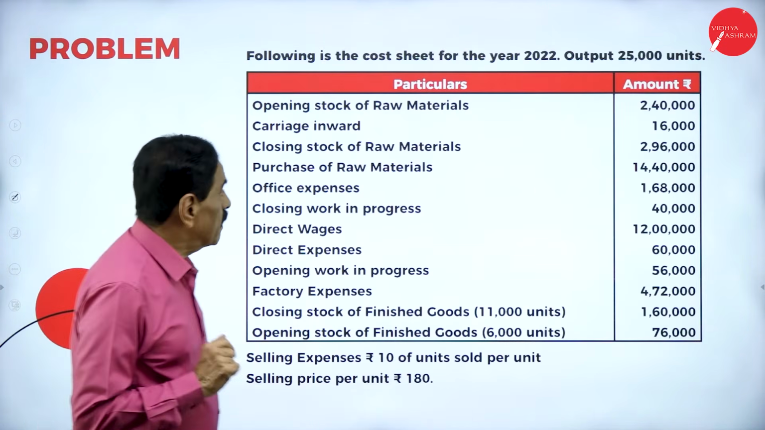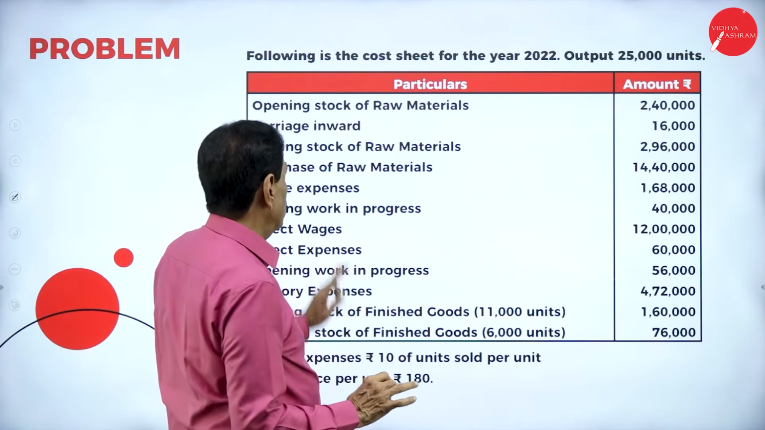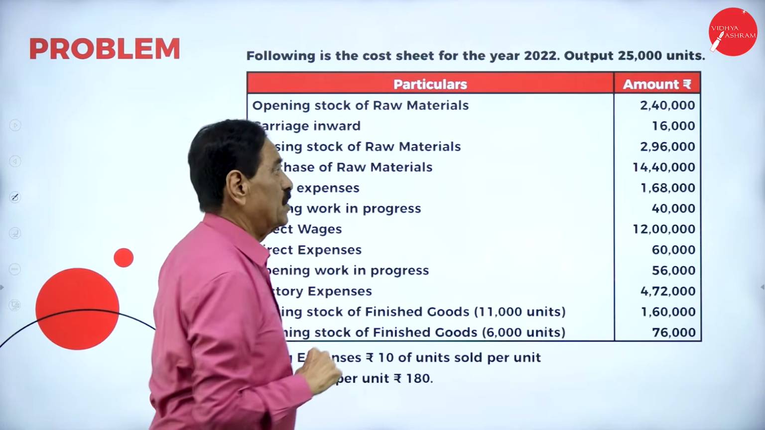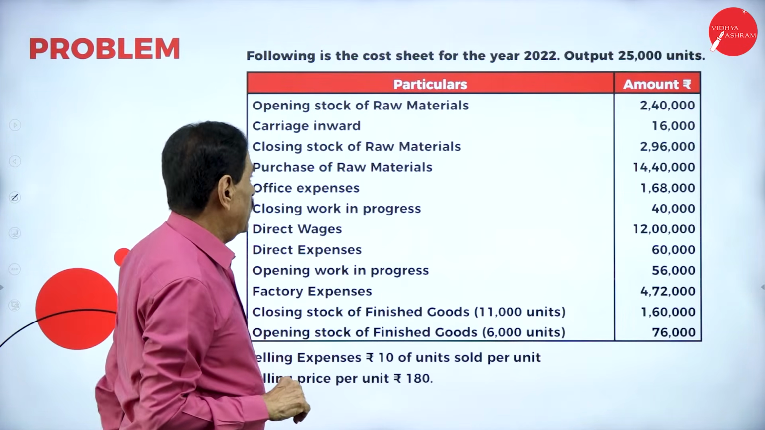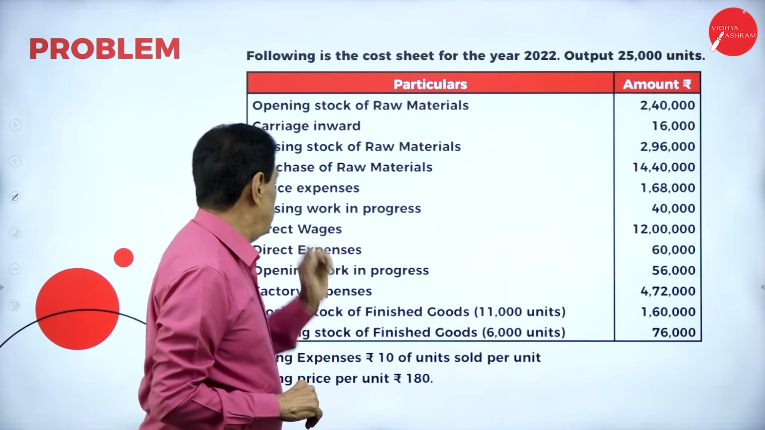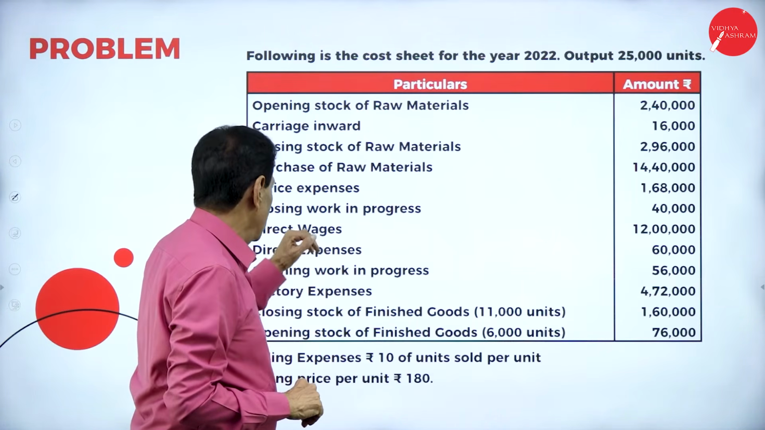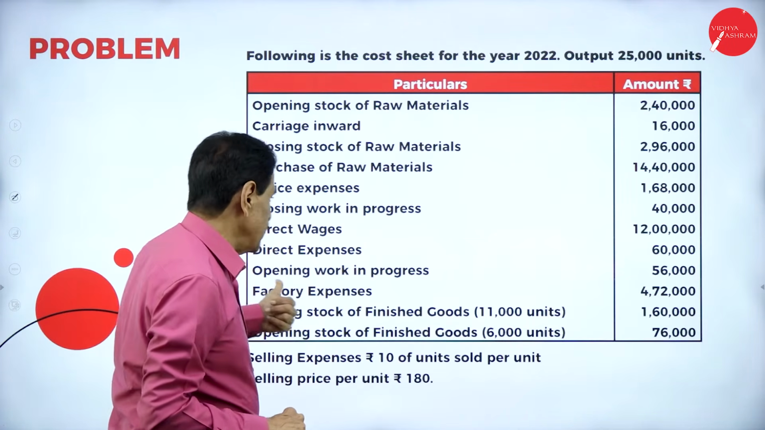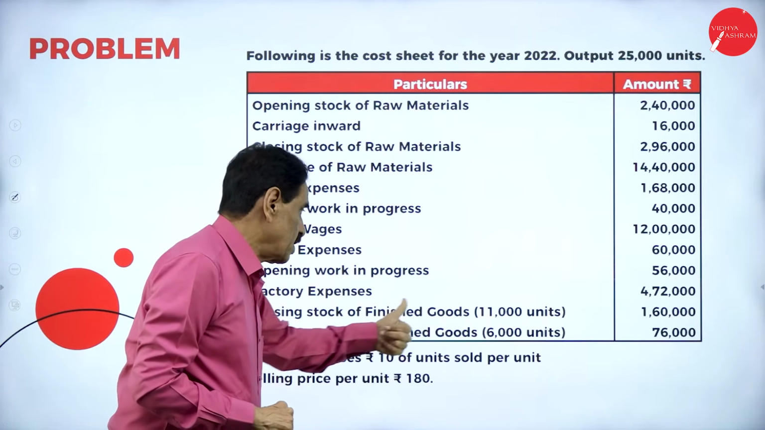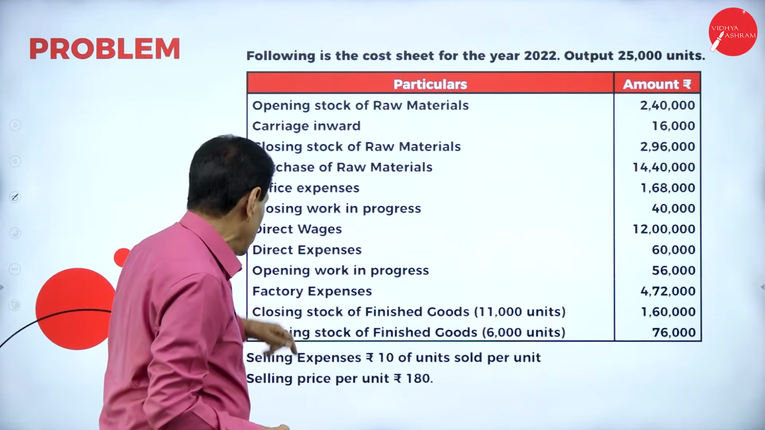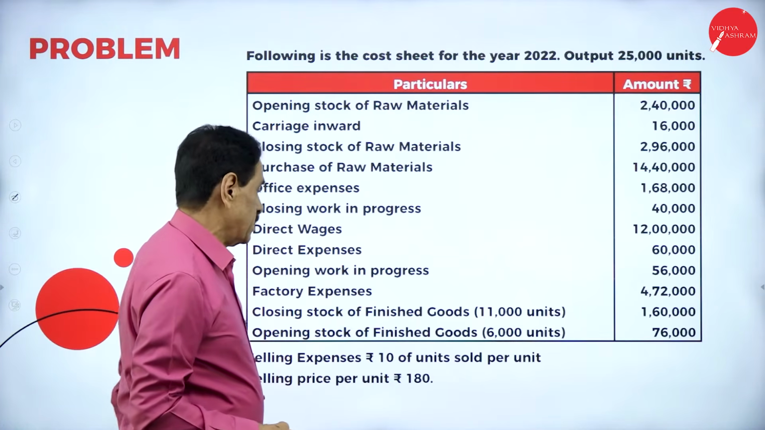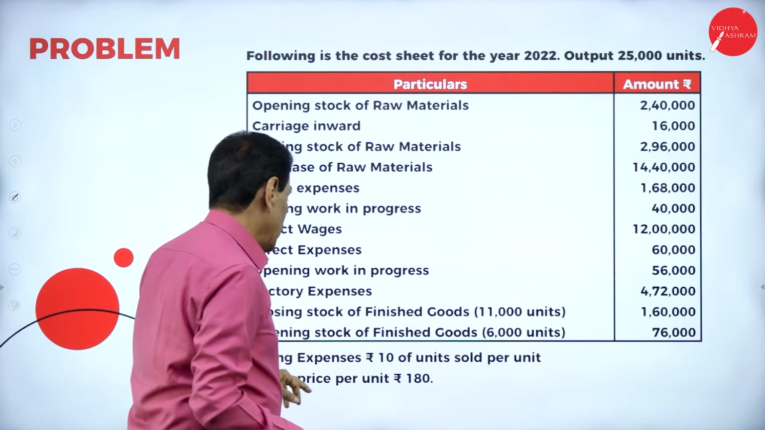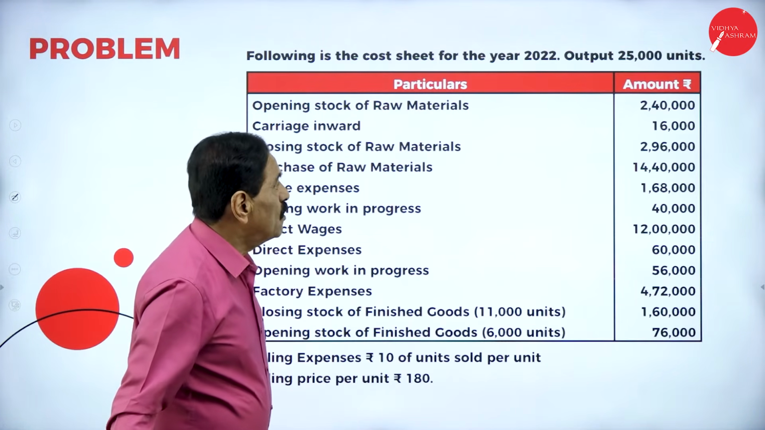So this is a problem. First problem, very simple problem. Opening stock of raw material, carriage inward, closing stock of raw material, purchase of raw material, office expenses, closing work in progress, direct wages, direct expenses, opening work in progress, factory expenses, closing stock of finished goods 11,000 units, opening stock of finished goods 6,000 units, selling expense rupees 10 per unit sold, whereas sales per unit is 180. You have to prepare the cost sheet.